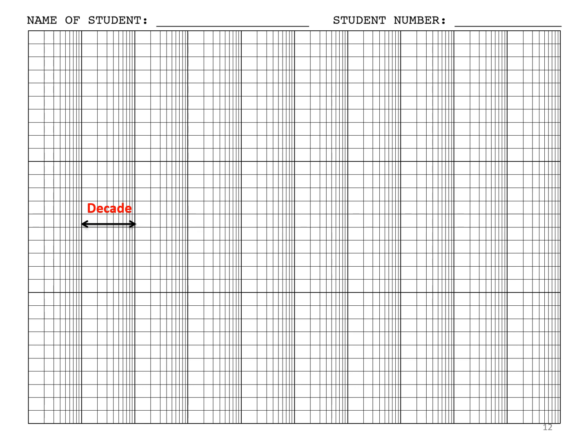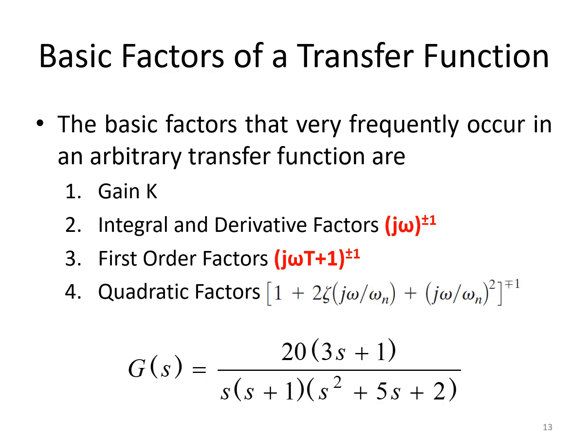Now, as you know, in a semilog graph sheet, one block is considered to be 1 decade. Now coming to the basic factors of the transfer function. Whenever we start any of the plots using a Bode diagram, we are supposed to be aware of the basic factors of a transfer function. The basic factors that occur very frequently in an arbitrary transfer function are gain k, integral and derivative factors, represented as j omega, right?